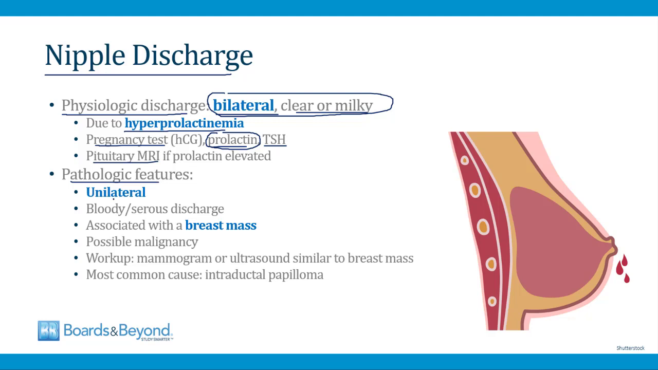Pathologic discharge is discharge that's unilateral, it can be bloody or serous, and it can be associated with a breast mass. And so anytime these features are present, there's a possible malignancy, and the workup is going to involve imaging and testing of the breast.